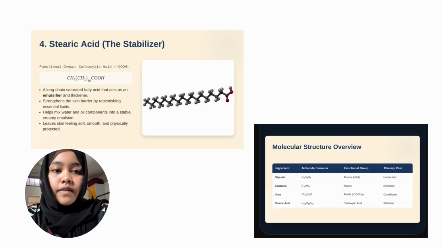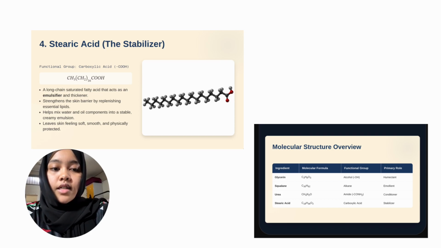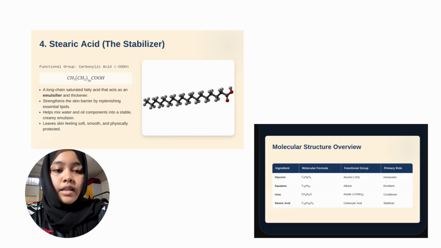For number four, we have stearic acid, the stabilizer, which is a long-chain saturated fatty acid that acts as an emulsifier and thickener. Second, it helps to strengthen the skin barrier by replenishing essential lipids. Next, it also helps to mix water and oil components into a stable, creamy emulsion. Last, it can also help to leave the skin feeling soft, smooth, and physically protected. For the molecular structure overview, we have glycerin, squalene, urea, and stearic acid.